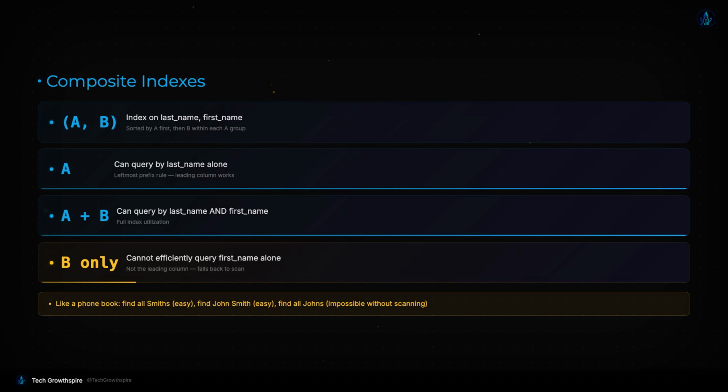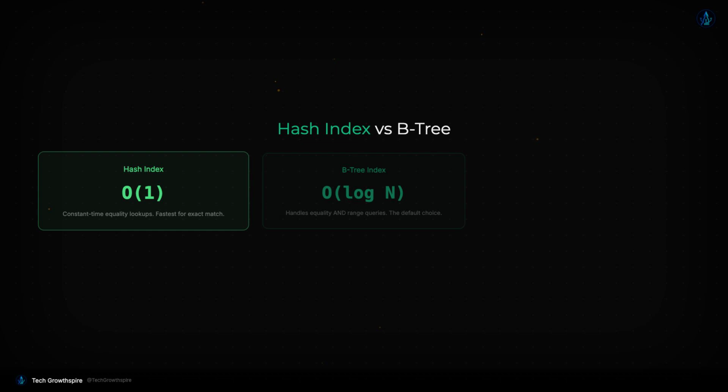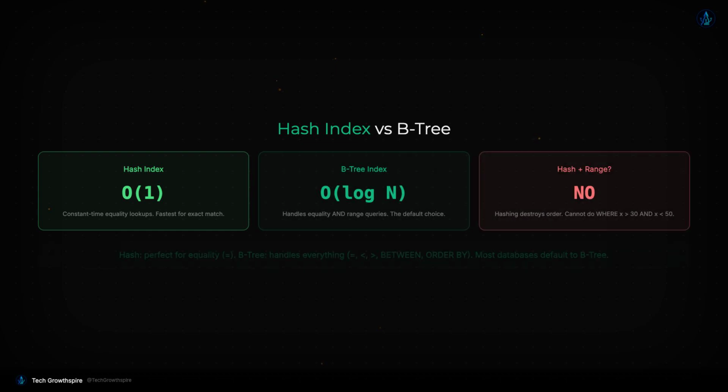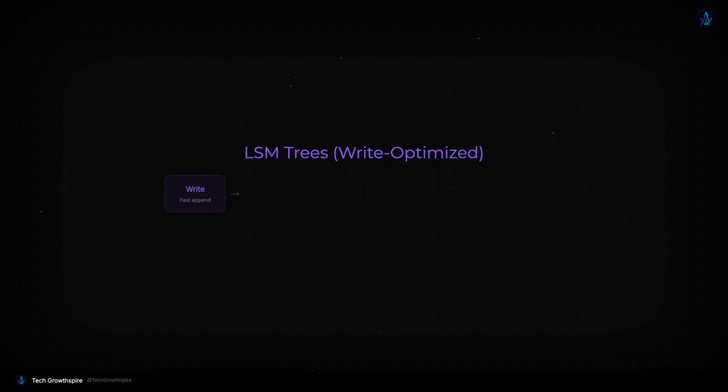Think of it like a phone book sorted by last name, then first name. You can look up all Smiths or find John Smith, but you can't efficiently find all Johns across all last names. Hash indexes offer a different trade-off. Instead of a tree, a hash index uses a hash function to map each value directly to a bucket location. This gives O(1) constant time lookups for equality queries. If you need to find the exact value 42, a hash index is theoretically the fastest option. However, hash indexes cannot support range queries. You cannot ask for all values between 30 and 50 because hashing destroys the natural ordering of data. For this reason, most databases default to B-tree indexes, which handle both equality and range queries well.